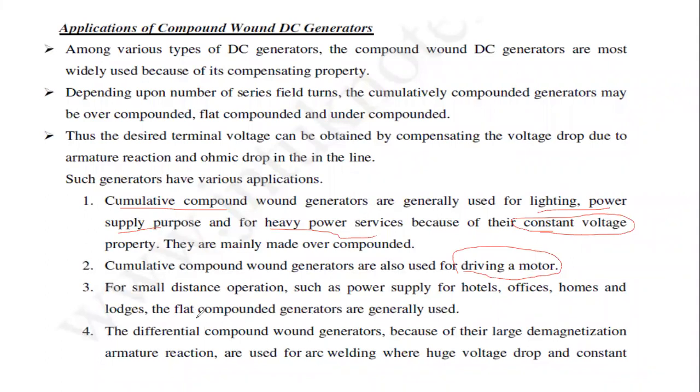Flat compound generators are used for small distance operations: hotels, offices, homes, and lodges. In this case, we use compound generators for small distance power supply. Differential compound generators are used for arc welding. These are the various applications for the different types of DC generators.